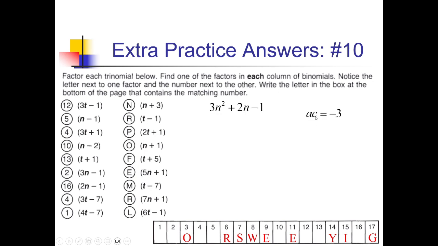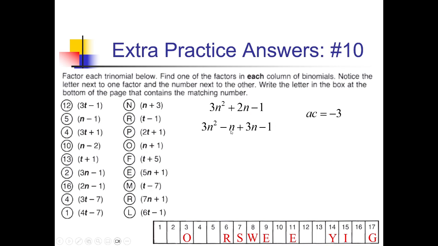For this one, we have a small AC value of 3 times negative 1, or negative 3. So I need factors of negative 3 that add up to 2. Just got to pick these carefully. So really 1 and 3 is all that we can work with. But if I make it a negative 1 and a positive 3, that'll add up to positive 2. So let me split this into negative n plus 3n.